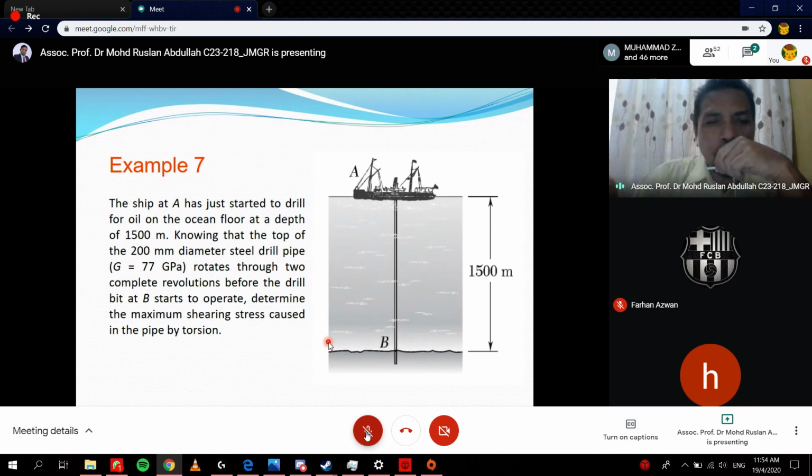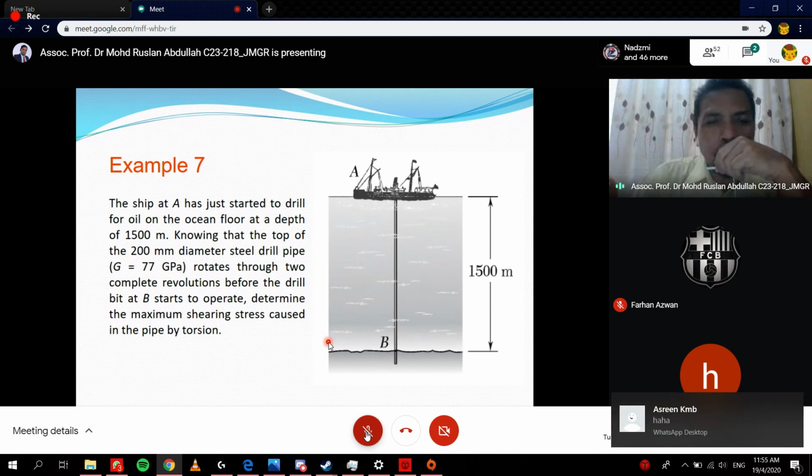Okay, so just imagine if the length is very short, of course when we rotate at the top, automatically the bottom must rotate at the same time. But if the length is very long, 1.5 kilometer, and you rotate the top part 2 revolutions, 720 degrees, the bottom part has just started to rotate.